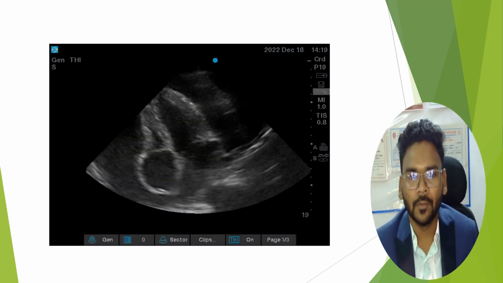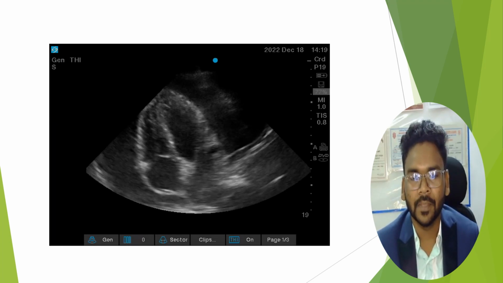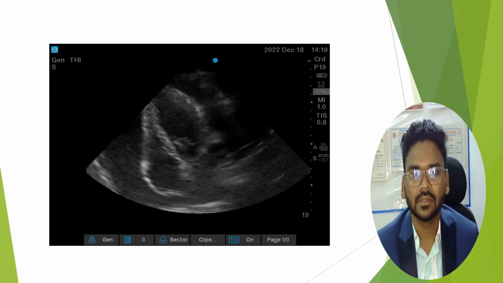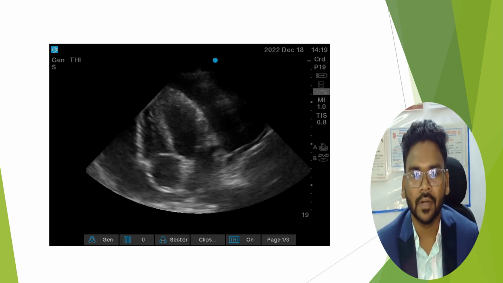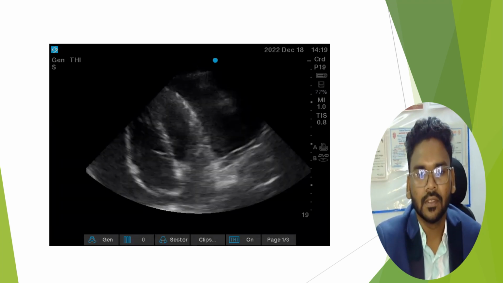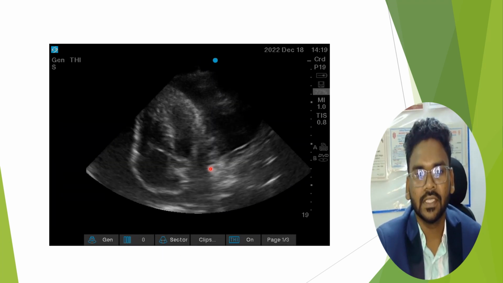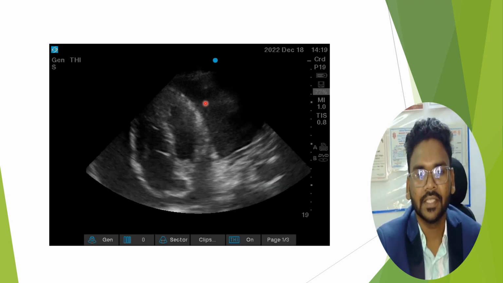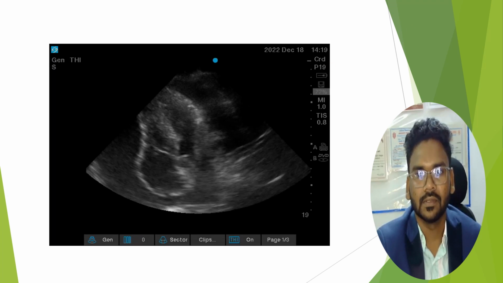The approach is always the same: whether the heart is beating or not, regional wall motion abnormality present or not, fluid around the heart present or not, chambers dilated or not, and how is the contractility of the heart. In this view, you can see an unechoic structure around the heart, that is fluid around the heart. So this is pericardial effusion.